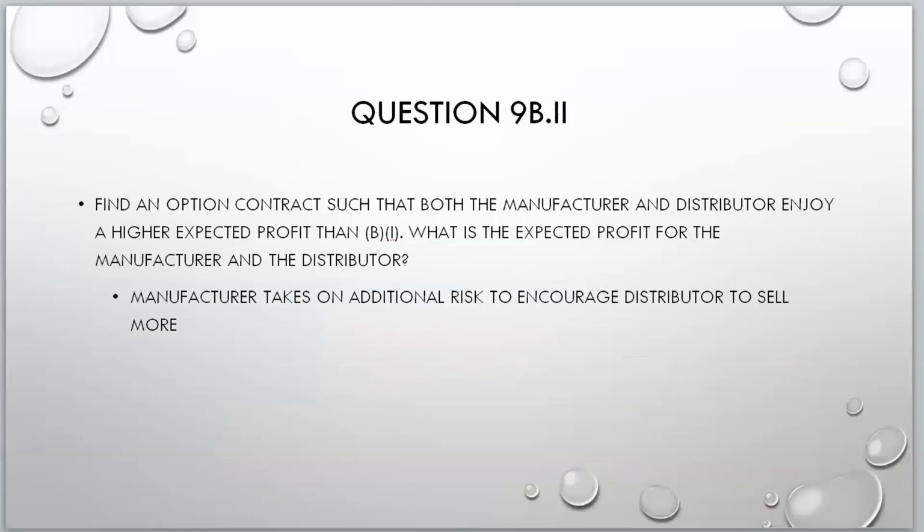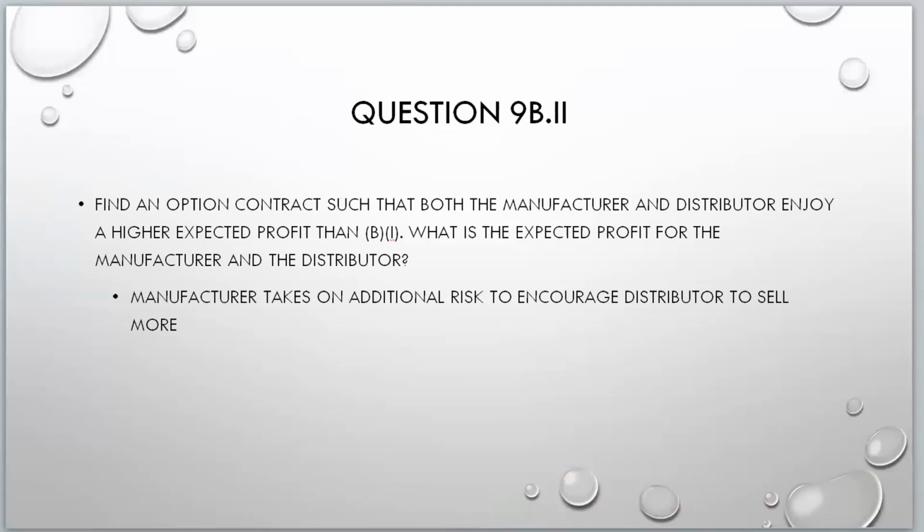Now, in 9B-2, you look for an option contract such that both the manufacturer and the distributor enjoy a higher expected profit than B1. It doesn't give you a contract to use. It basically says just select one. So what is the expected profit for the manufacturer and the distributor? It's important to remember on this problem that the manufacturer takes on the additional risk in order to encourage the distributor to sell more.